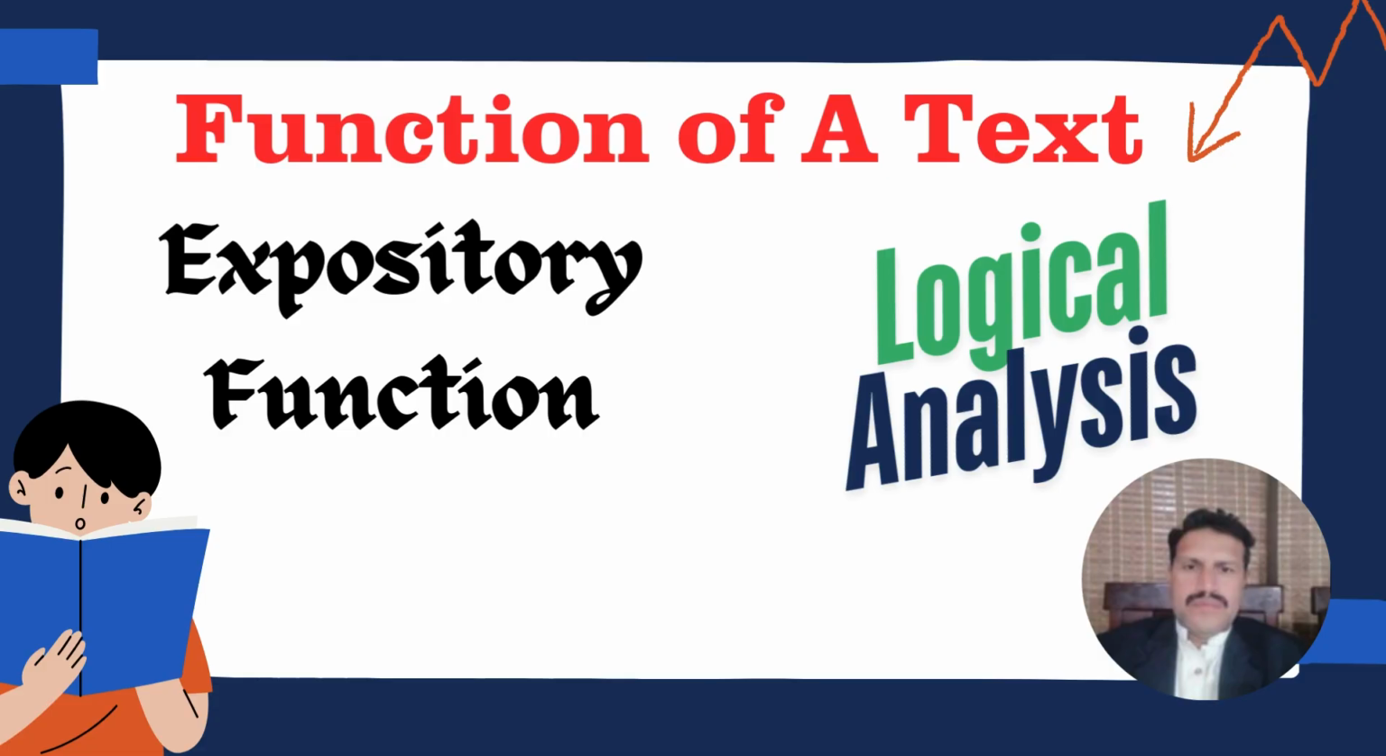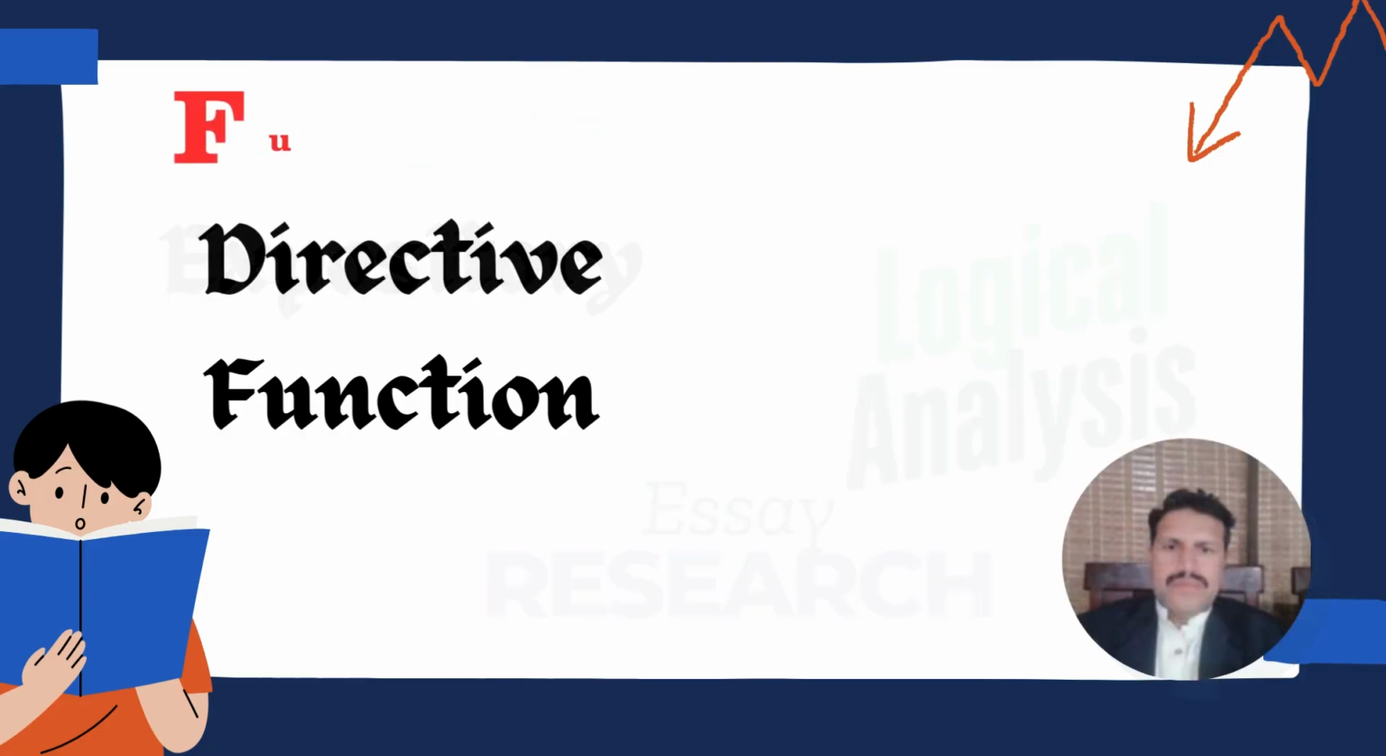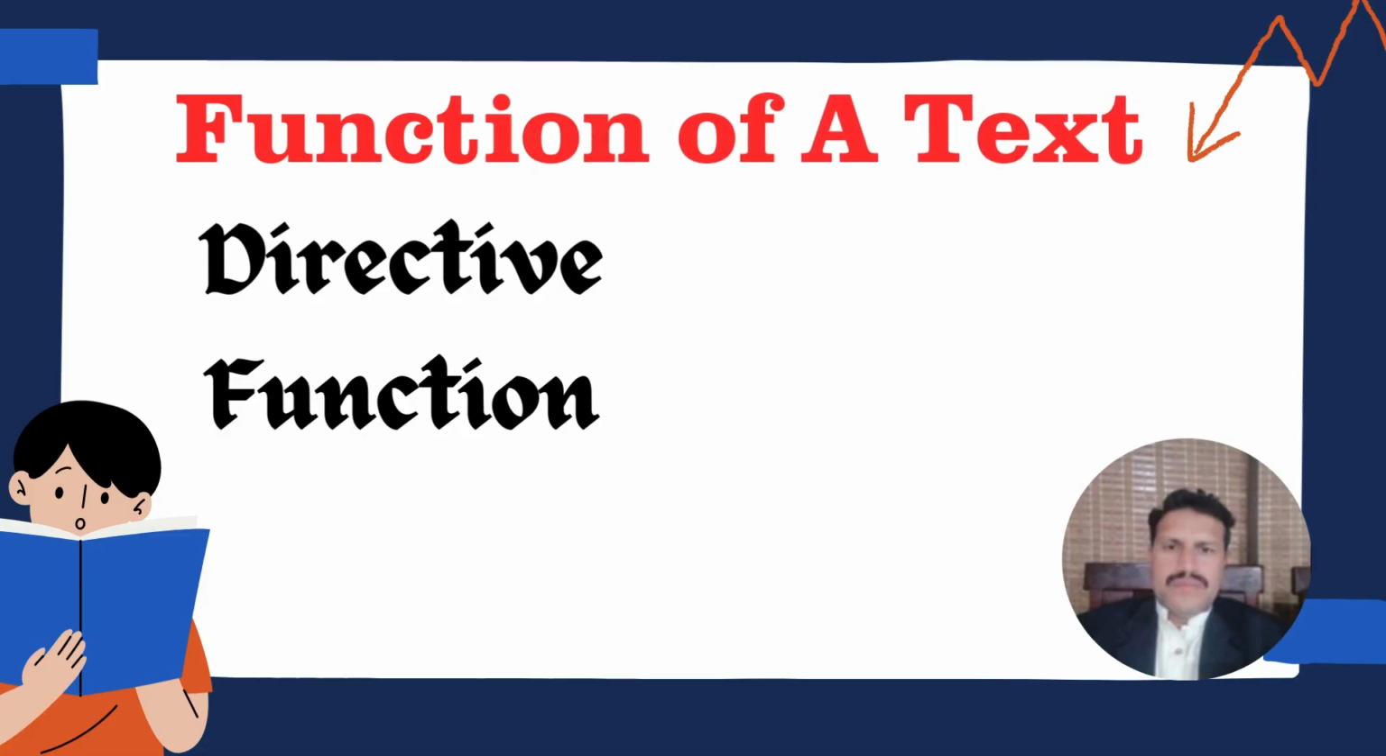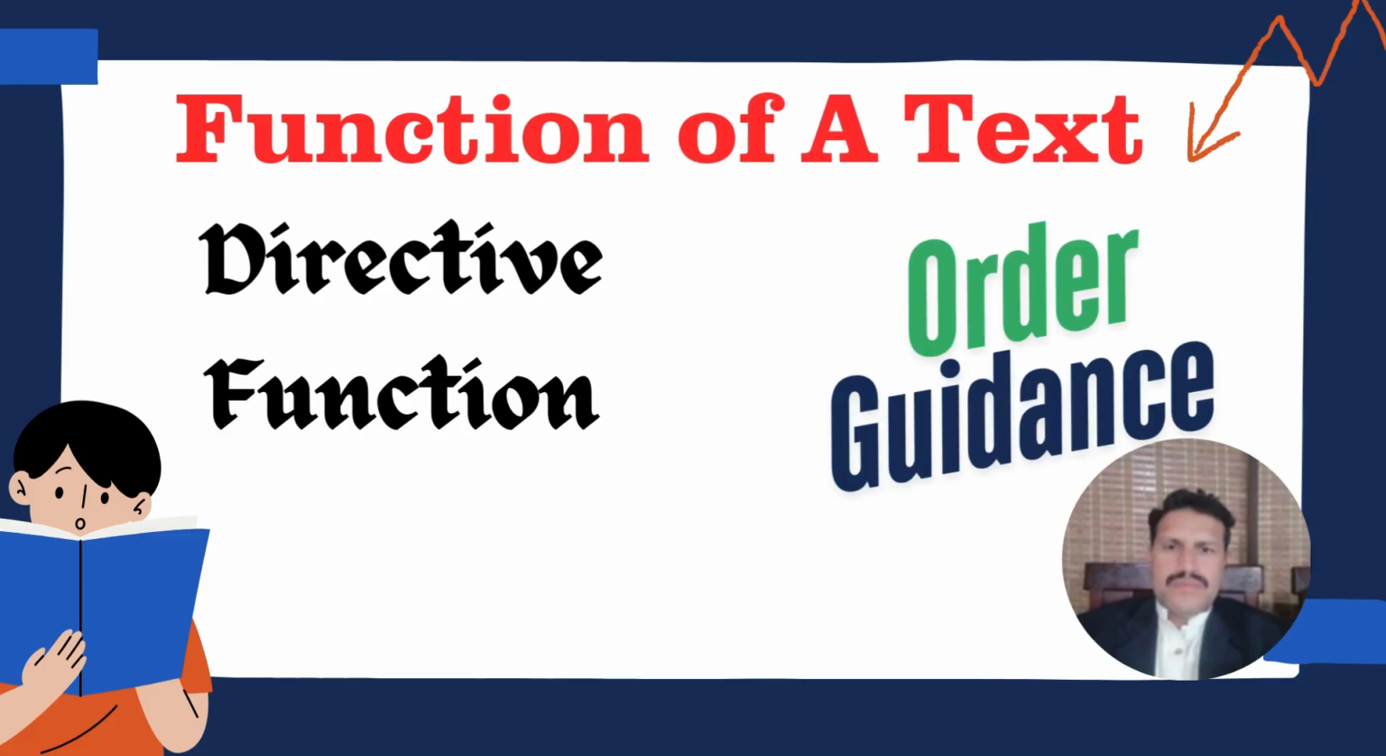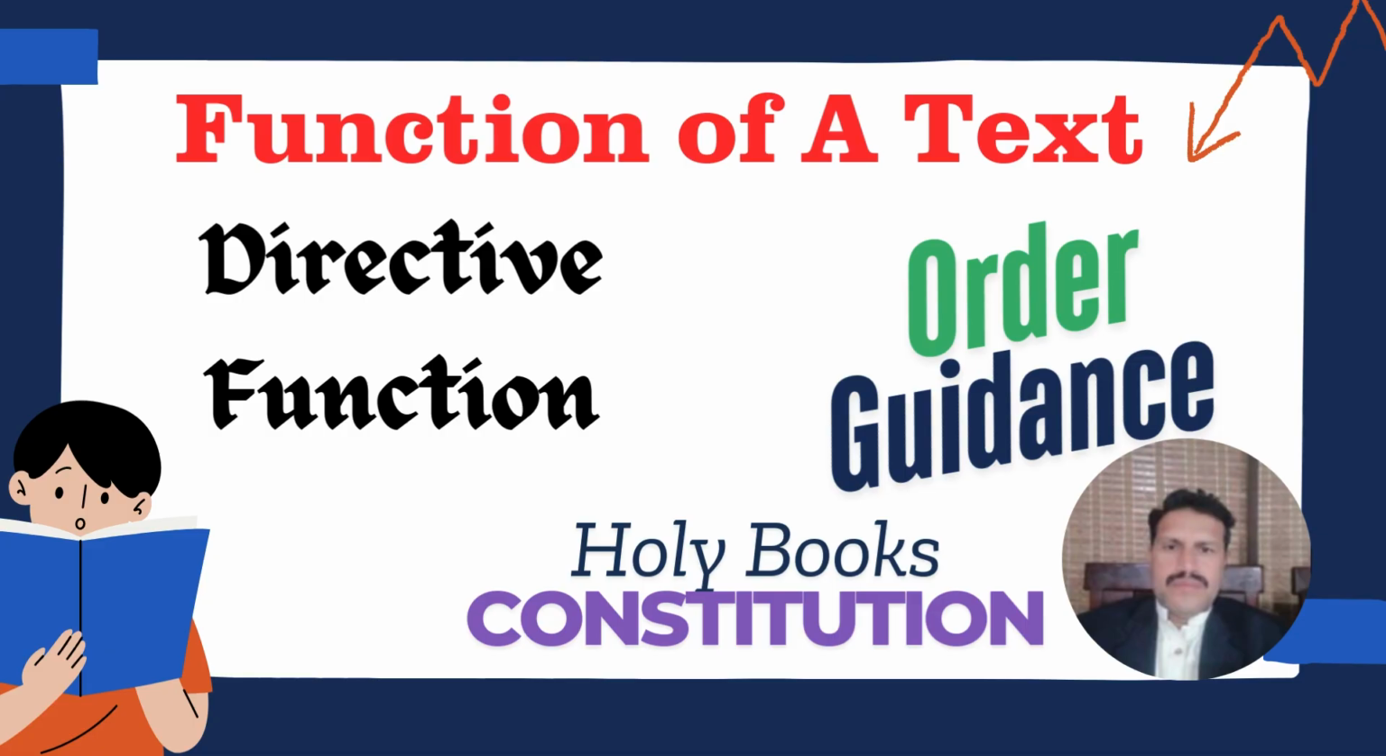In the expository function, we have the logical analysis of things based on facts and figures. Such texts are essays and research. Directive function. In the directive function, order or guidance is given. For example, a king or the commander or the officer gives the order through a message. Similarly, guidance is given through the holy books or the constitution or any legal or lawful book.